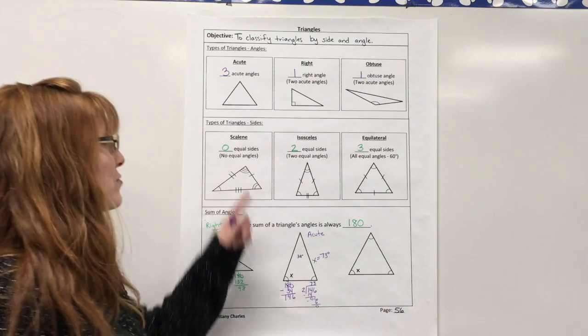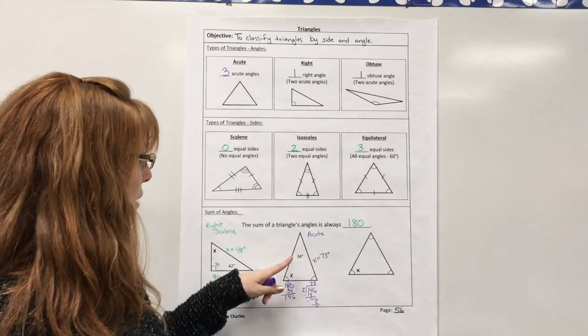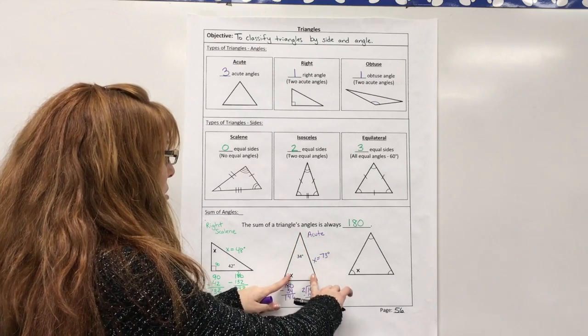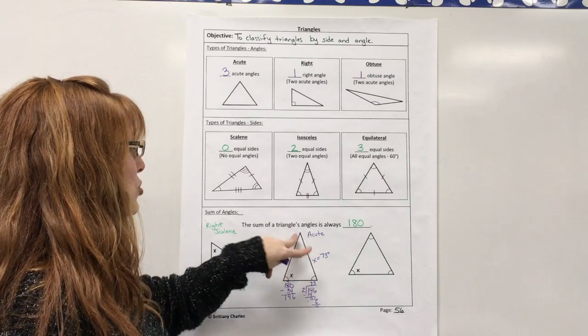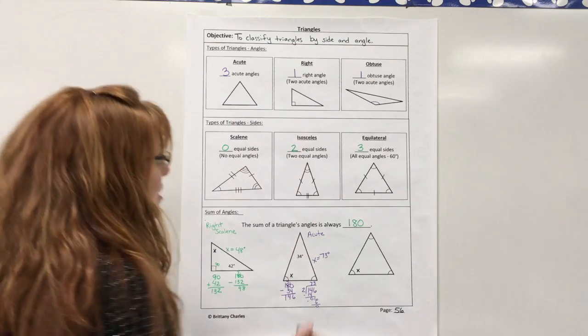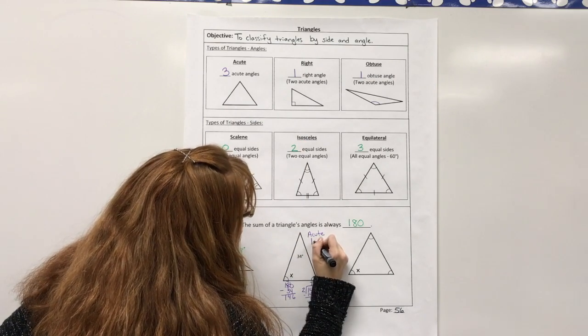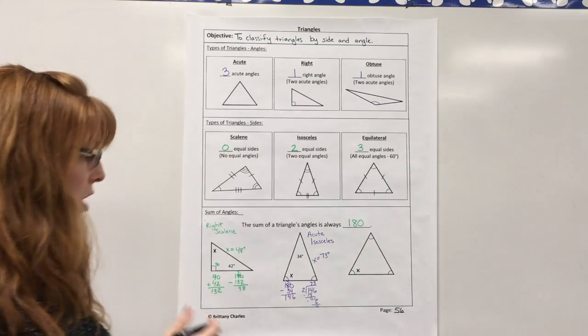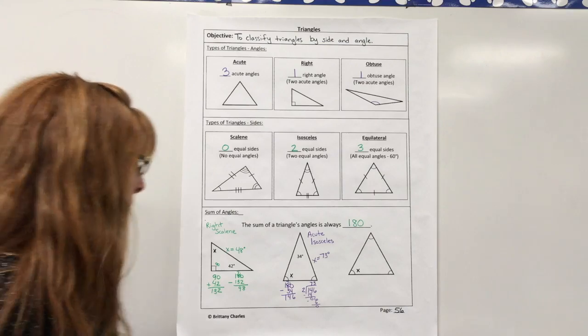And then I also have to look based on the side lengths. Well, these two sides are the same length since these two angles are the same. And that one's different, so if I have two sides the same, that would be called isosceles. So it's an acute isosceles triangle. All right, and last one.